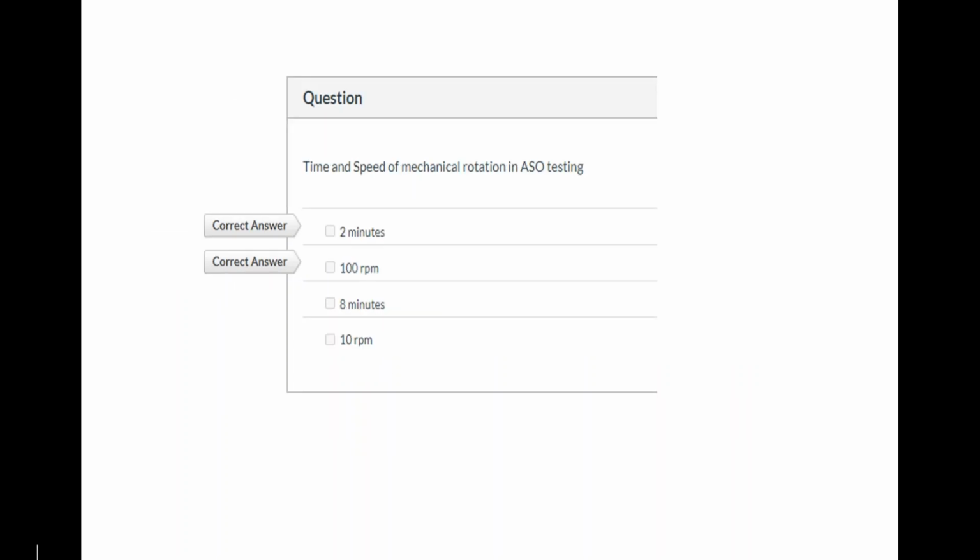The next, time and speed of mechanical rotation in ASO testing. Rotation may be done manually for 2 minutes or through subjecting it to mechanical rotation for 2 minutes at 100 RPM.